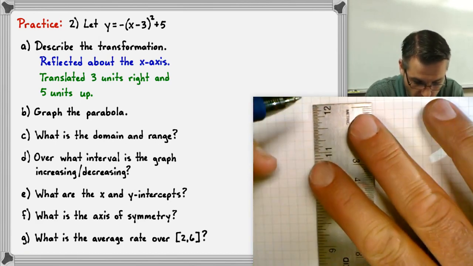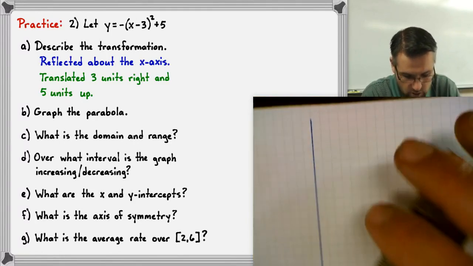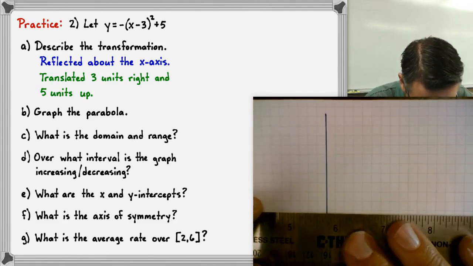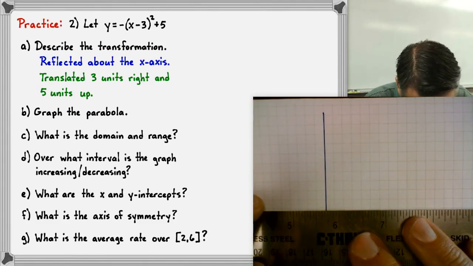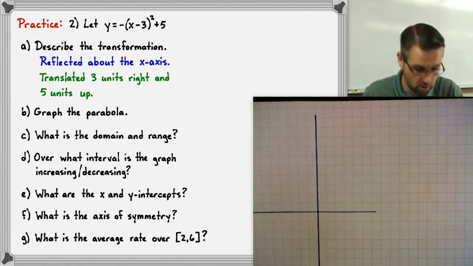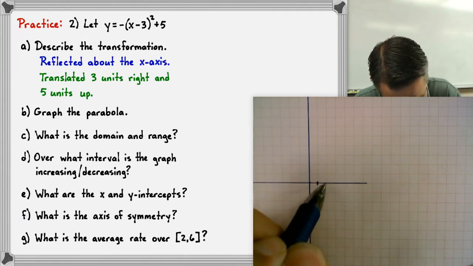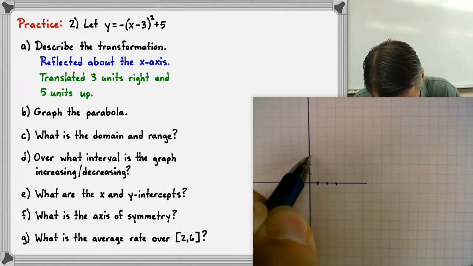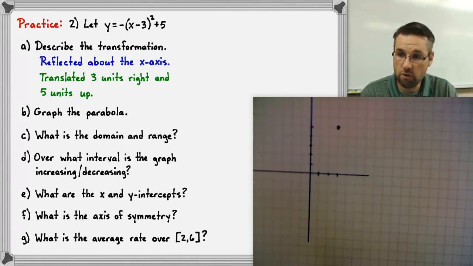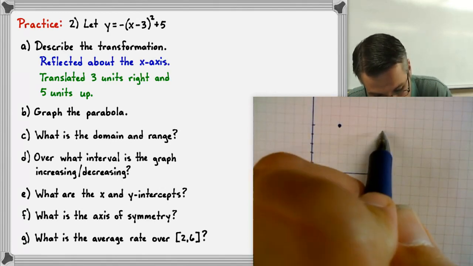Now we're going to go ahead and graph our parabola. This one should be pretty straightforward because the a value is a normal 1, so we don't have anything weird going on there. So we are going to translate this thing 3 units right and 5 units up. So 1, 2, 3, 1, 2, 3, 4, 5. There's our vertex right there. We're going to follow the normal slope pattern because the a value was 1 or negative 1.